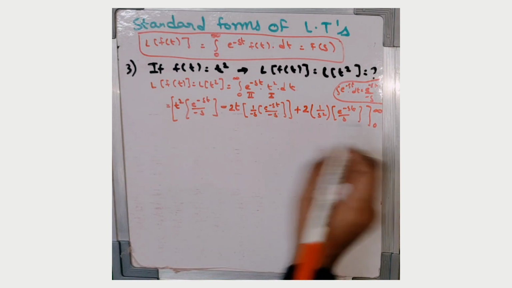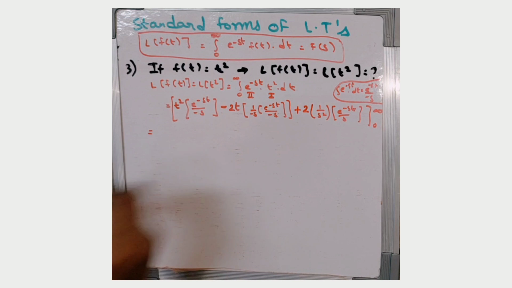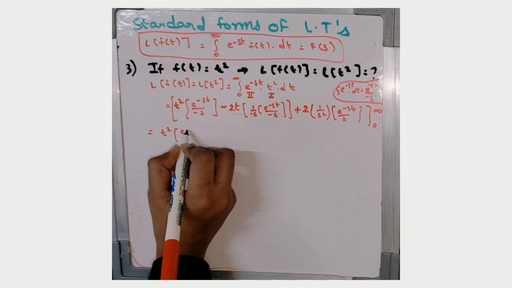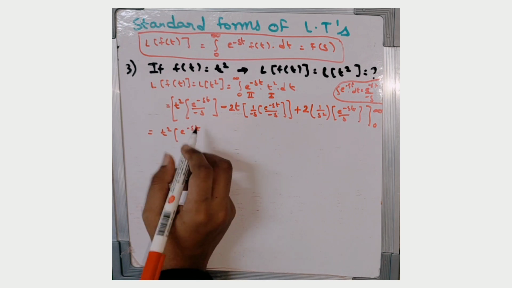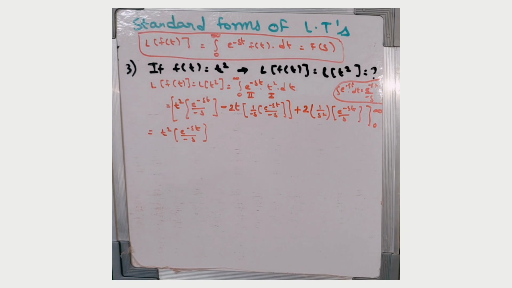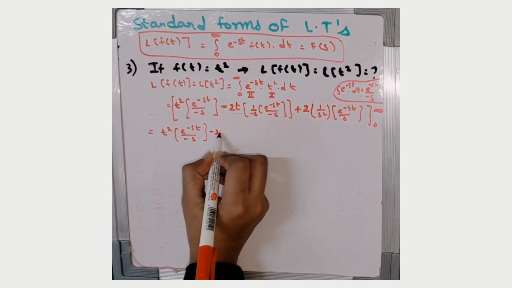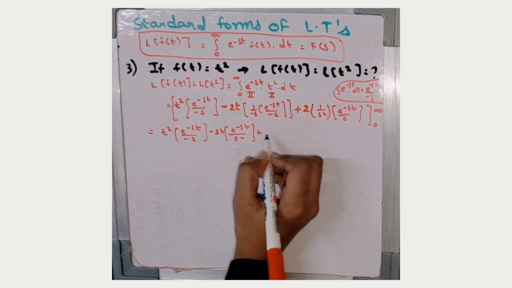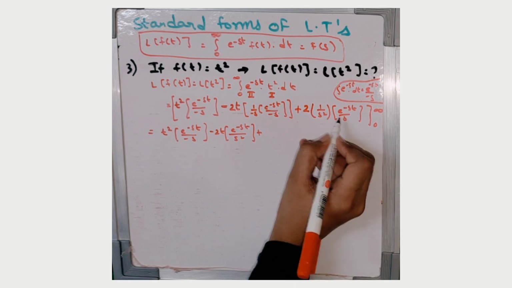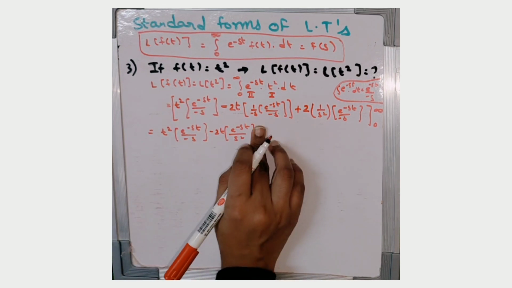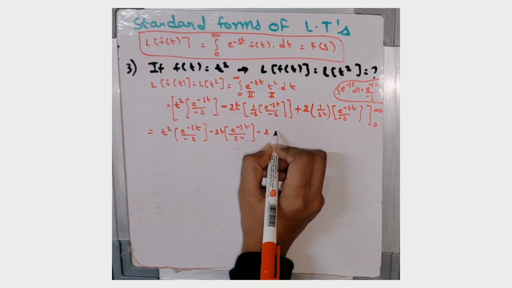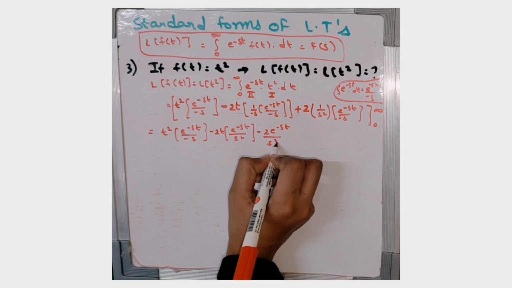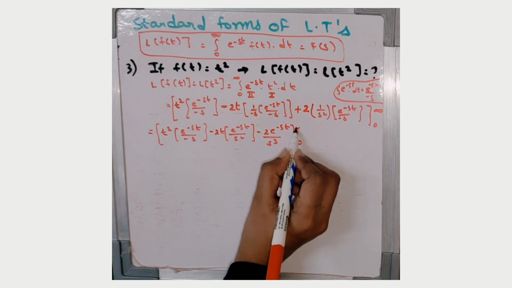So for this whole thing you have to apply the limits, okay? Simply we'll just write in the form of t square into e power minus st by minus s, minus 2t into e power minus st by s square, plus, I'm sorry, here it is minus s, right? Okay, so minus 2 into e power minus st by s square into s, which is s cube, and apply the whole limits.